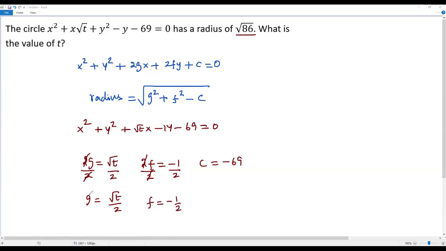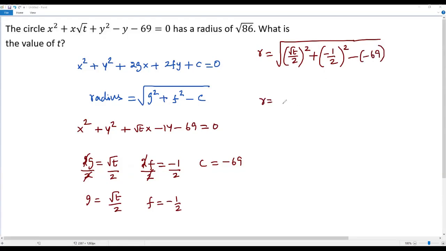Now I have the values of g, f and c. I can plug in all these values to get the radius. So the radius equals the square root of g² plus f² minus c. g² means (√t / 2) the whole square, and f² means (−1/2) the whole square, minus c, where the value of c is −69.